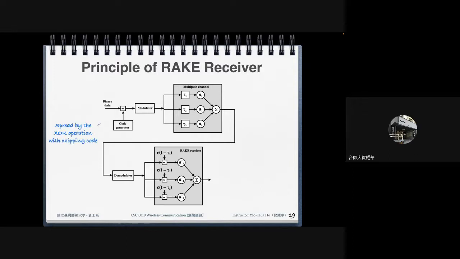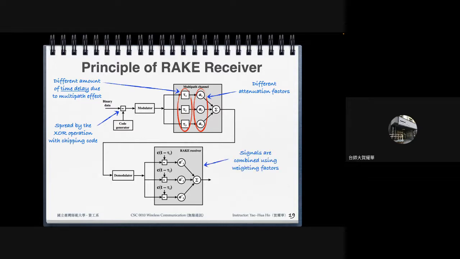You have generally the data binary comes in, the modulation sends out. Okay, those are what we have learned before. The problem is the multipath. The multipath will give you different amounts of delay due to the multipath effect, right? Then different multipaths have different attenuation factors. So different delay, different attenuation factor, they all come in to the receiving side.